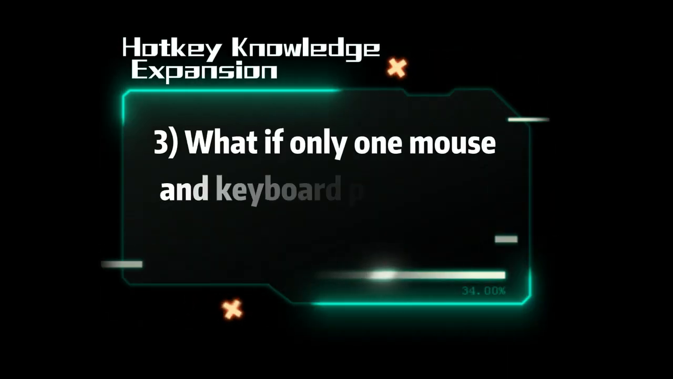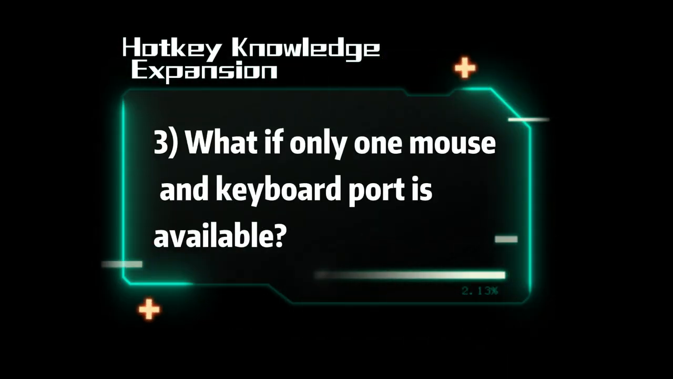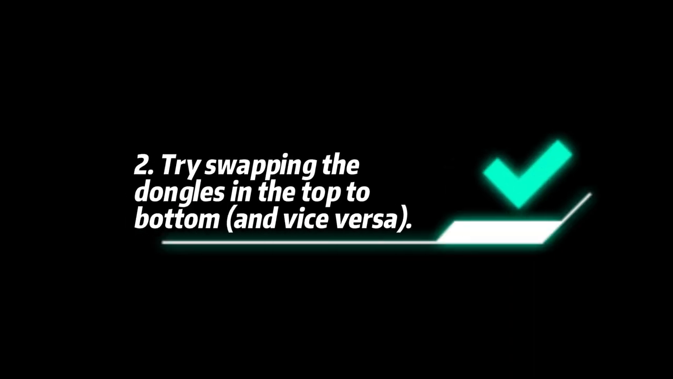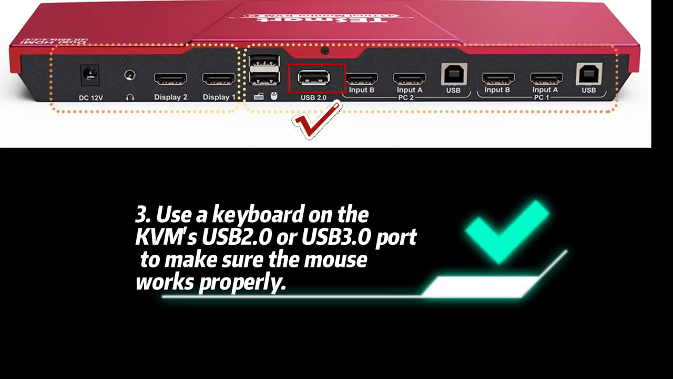Third, what if only one mouse and keyboard port is available? You could try a couple things. First, unplug the KVM from power to reset it. Second, try swapping the docks in the top port and the bottom port, and vice versa. Third, use the keyboard in the KVM's USB 2 port to make sure that the mouse is working correctly.